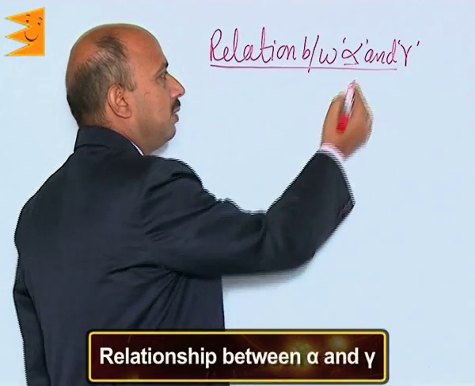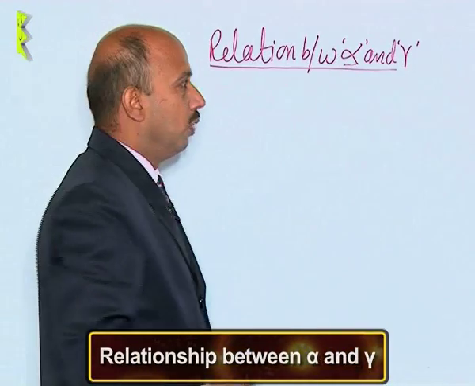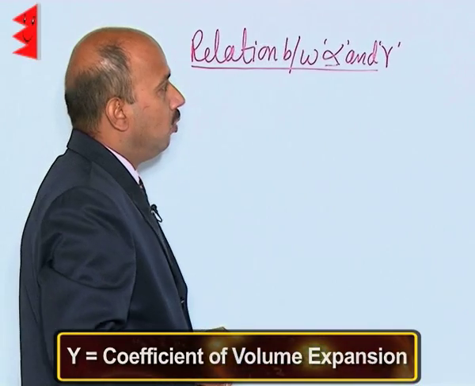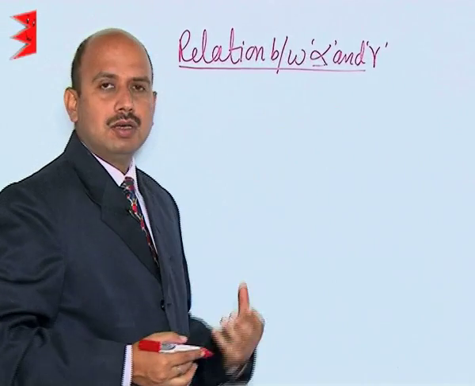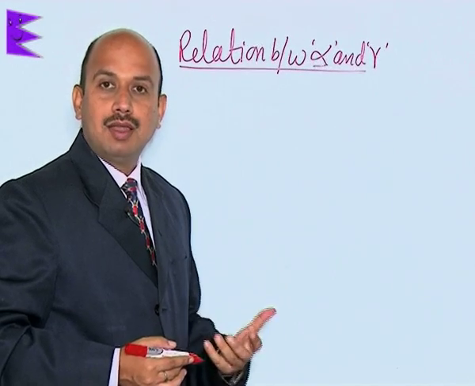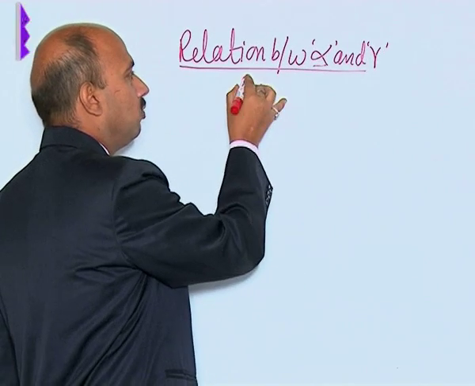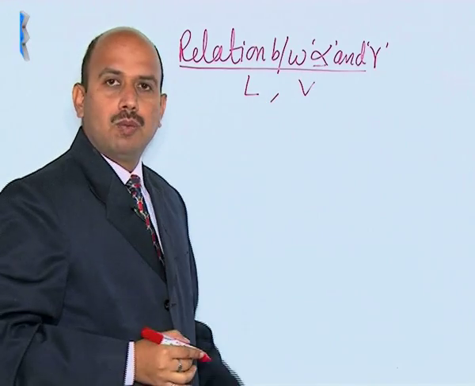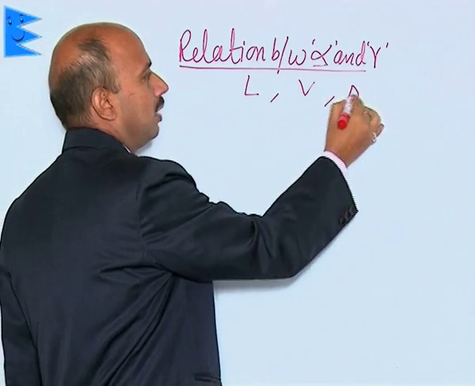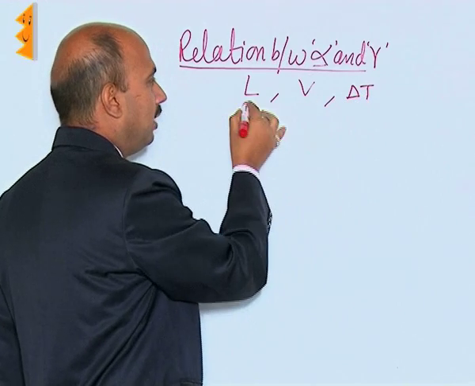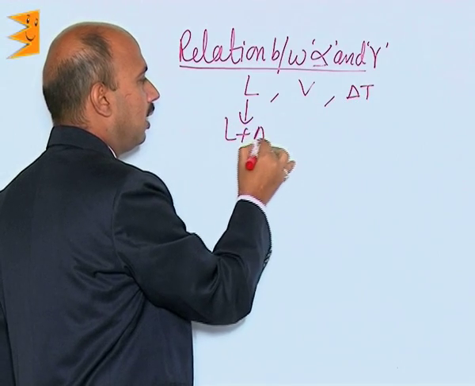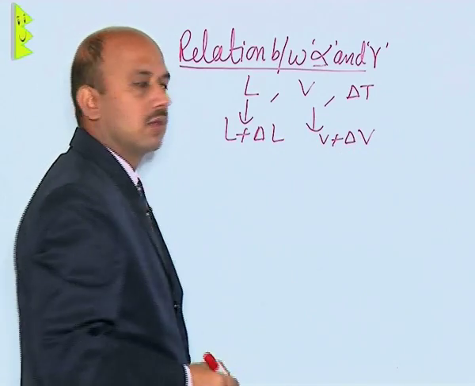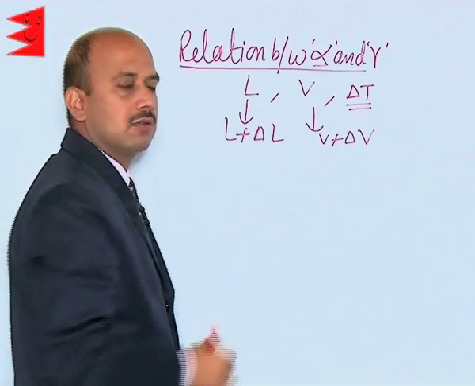Now, see a relation between alpha and gamma. So, here gamma is the coefficient of volume expansion. So, to show the relation between alpha and gamma, you consider a cube of length L. So, you have taken a cube whose length is L and original volume is V. When you increase temperature by delta T here, the length will become L plus delta L and volume will become V plus delta V by increasing the temperature by this.